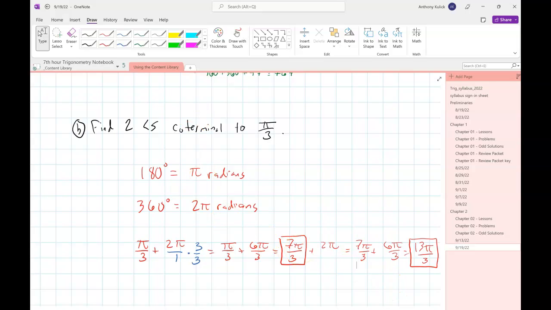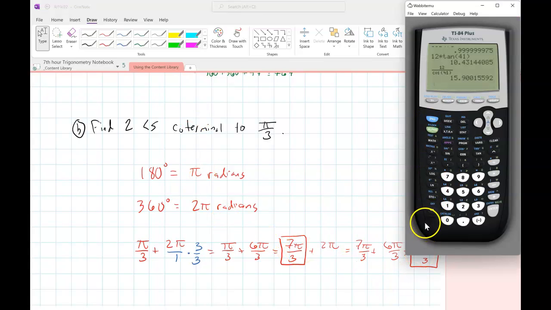Now, some of you might ask, well, Mr. Kulik, couldn't I have just gotten these exact answers by typing into my calculator? My answer to you is no way, Jose. Your calculator will not write a pi in a fraction because pi is an irrational number. Your calculator lacks the computer algebra system in order to manipulate that.